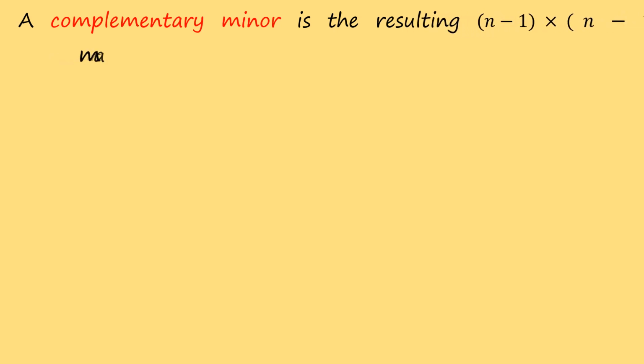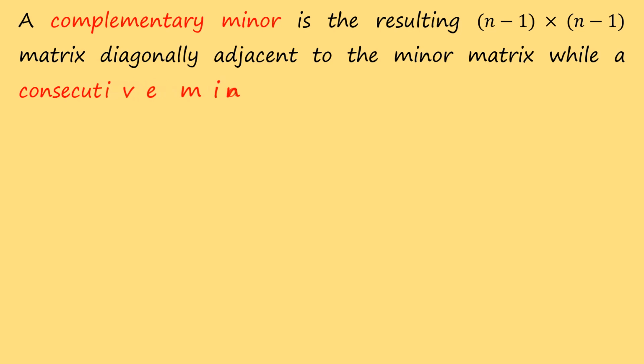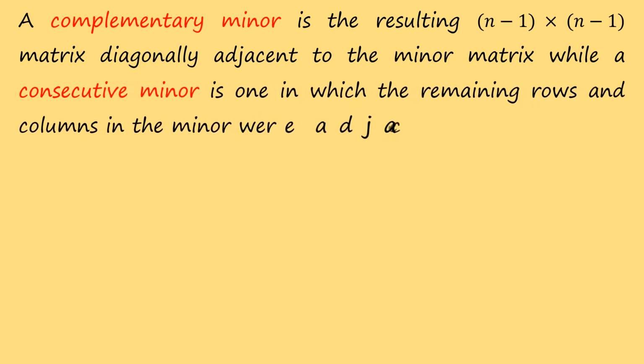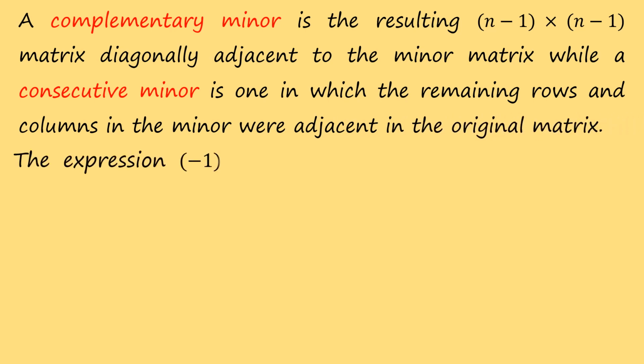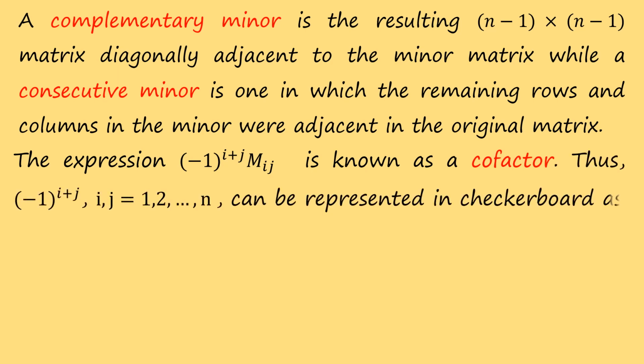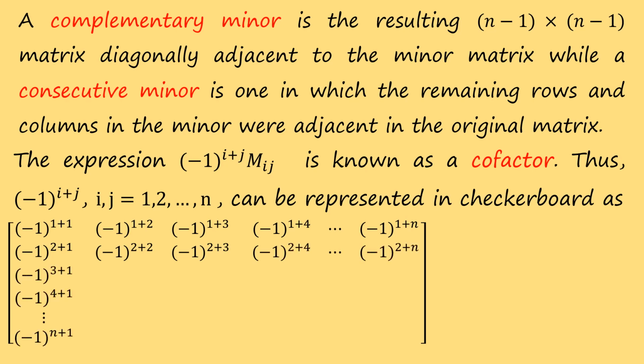Then a complementary minor is the resulting n minus 1 by n minus 1 matrix diagonally adjacent to the minor matrix, while a consecutive minor is one in which the remaining rows and columns in the minor were adjacent in the original matrix. The expression minus 1 to the power of i plus j times m_ij is known as a cofactor, and then the minus 1 to the power of i plus j can be represented in the checkerboard sign. The first entry, minus 1 to the power of 1 plus 1, means that i is 1, j is 1.